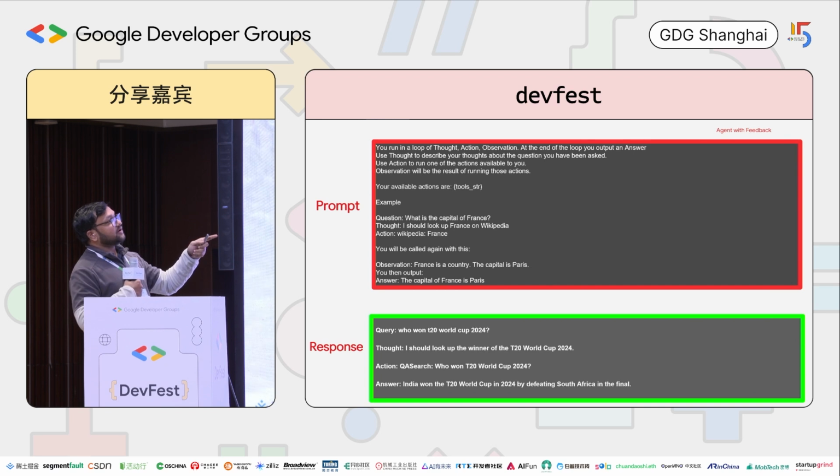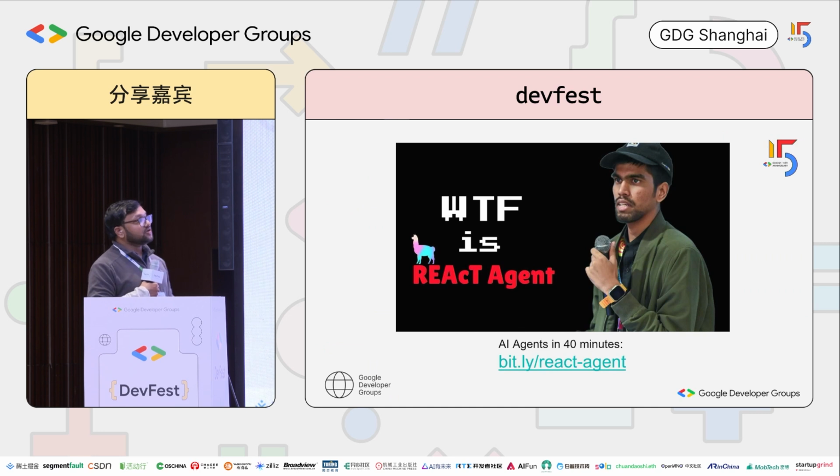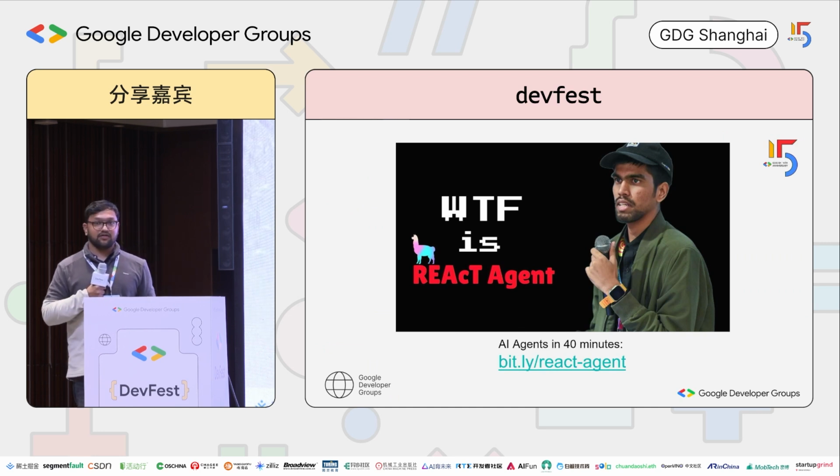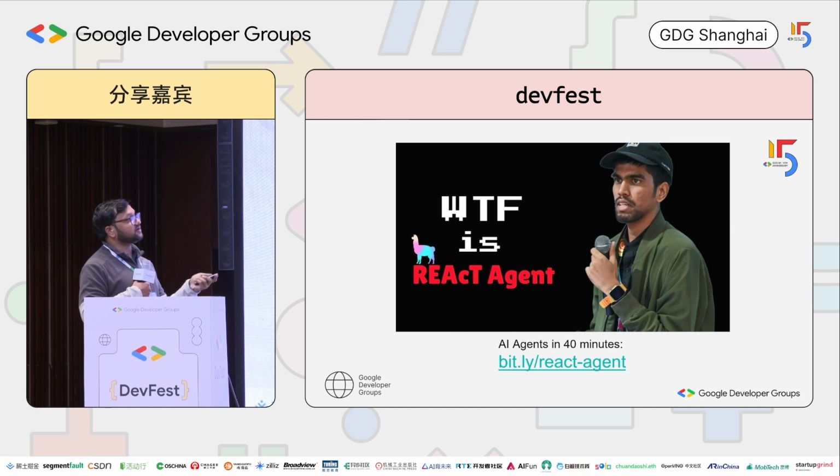So basically here we are looking at agents with feedback. If you look at the prompt, it says your available actions are tool string. There we inject what are all the tools available, and then the system will devise a plan which will call those tools and collect the feedback and then come up with the final answers. So if you would like to understand more about these React agents, you can go through the video by my co-speaker.